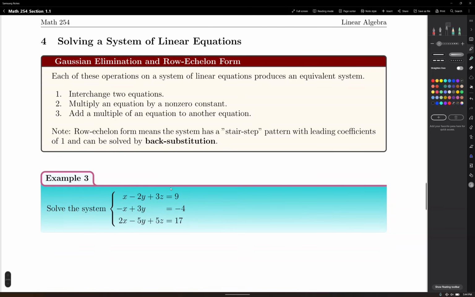What can we do to solve a system of equations? This refers to what you learned back in pre-calculus, college algebra, or even high school. We can interchange two equations, multiply an equation by a non-zero constant, which we're going to call a scalar later, and add a multiple of an equation to another. We're going to do this again in the next section using matrices. But in the meantime, we're going to do it with the equations, okay?